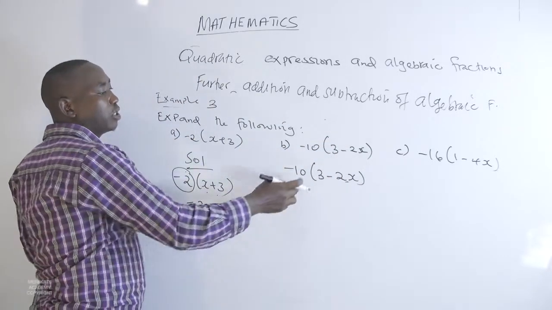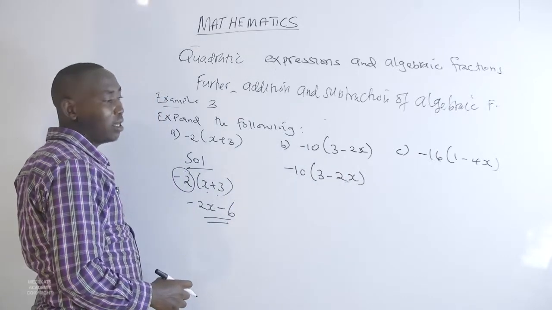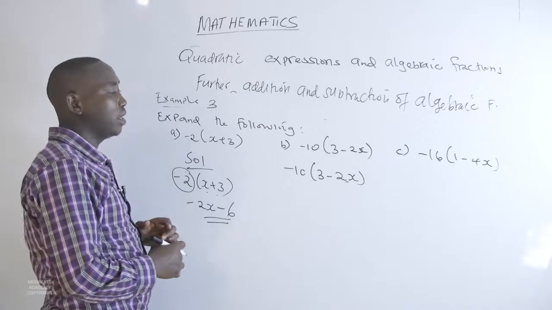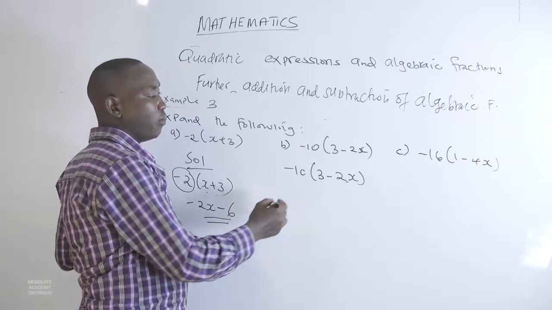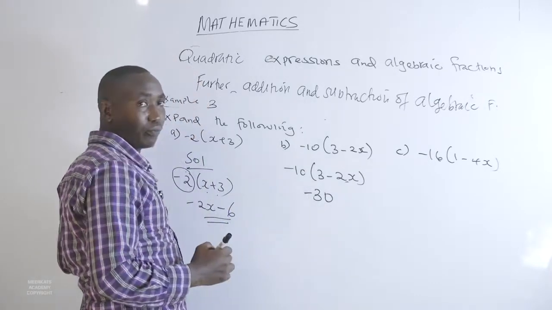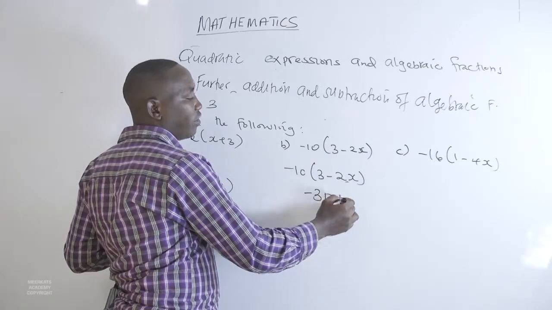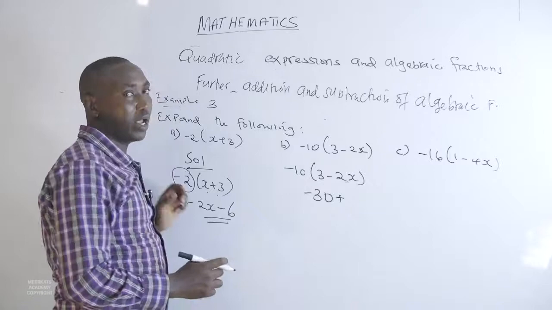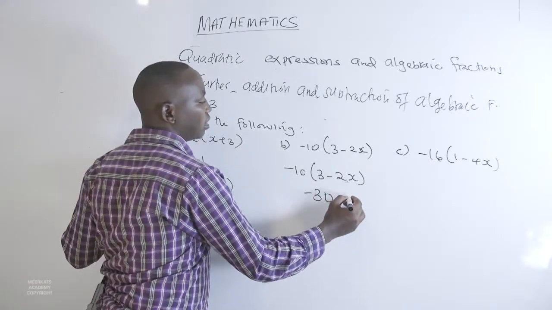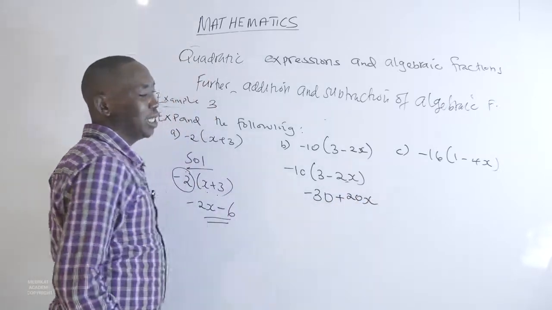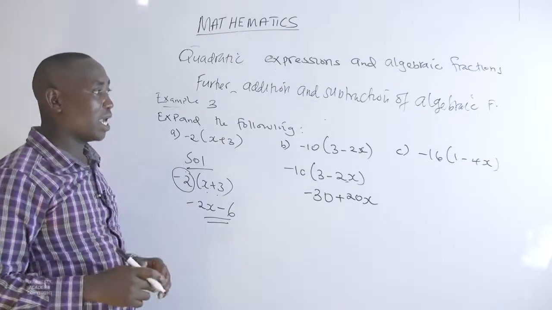Number B, we have negative 10 into 3 less 2x. We are again going to multiply the term outside the bracket by the terms inside the bracket, that is 3 minus 2x. Negative 10 multiplied by 3 will give us negative 30. Negative 10 multiplied by negative 2x. Because negative and negative is going to give us a positive, so that will be a positive. 10 times 2x is 20x. So we only want to see the play of the positive and negative signs.